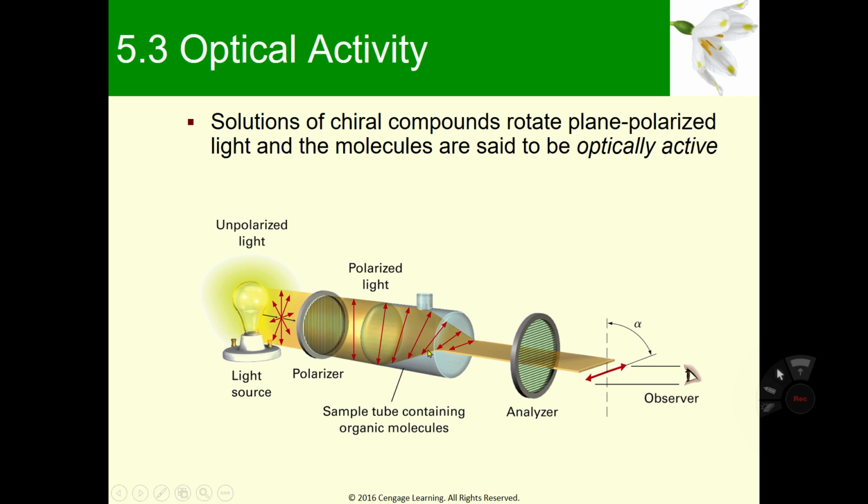Now, if you have a lot of molecules, if you have a high concentration of sample, it will be rotated more. So alpha is proportional to the concentration of your sample. Also, if you have a very long path length, this light will interact with the molecules more and more, and it will be rotated more. Therefore, alpha depends on the concentration of your sample and what we call the path length. This is the length of the sample vessel.